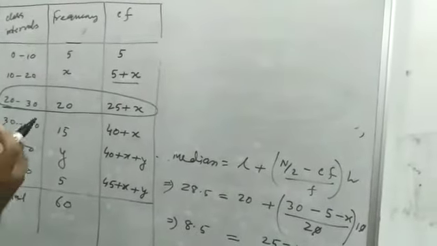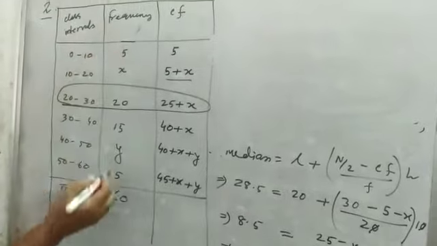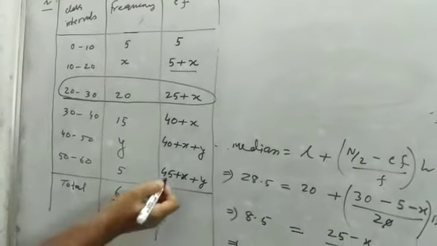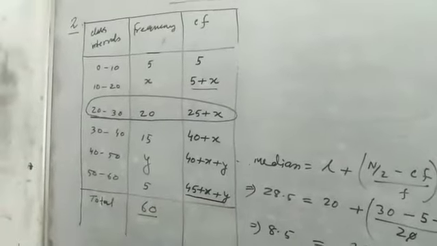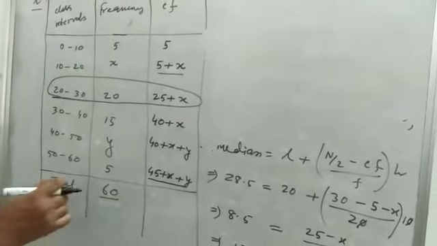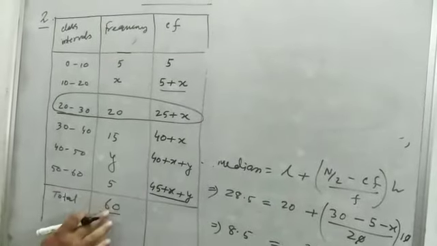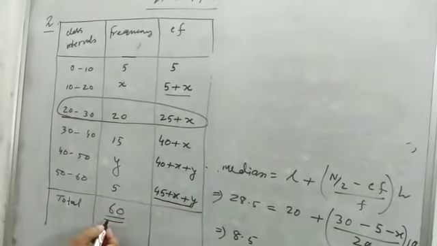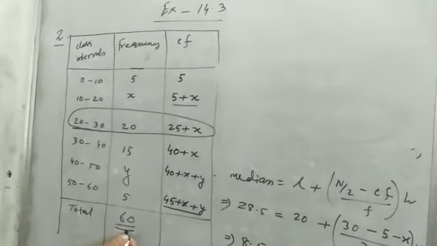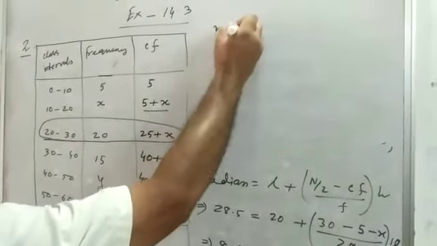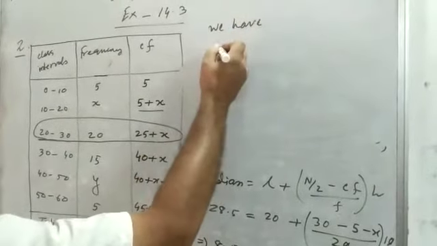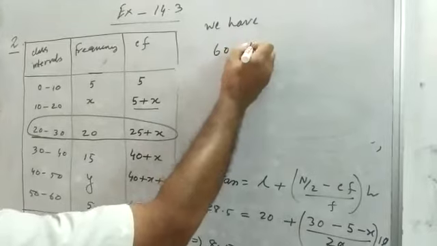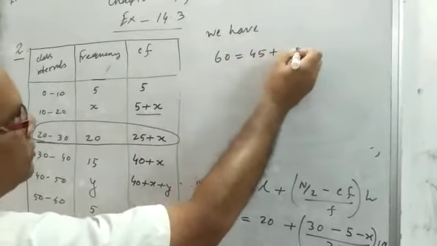Now you see here again the table. Total of frequency is 60 and the last CF is 45 plus x plus y. I said that the last CF and the total of frequency should be the same. Means what? That this term is equal to 60. Is that clear? So then we'll write 60 is equal to 45 plus x plus y.